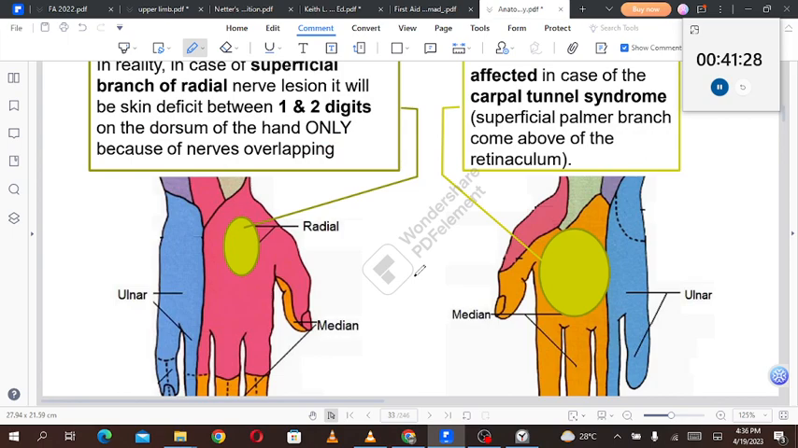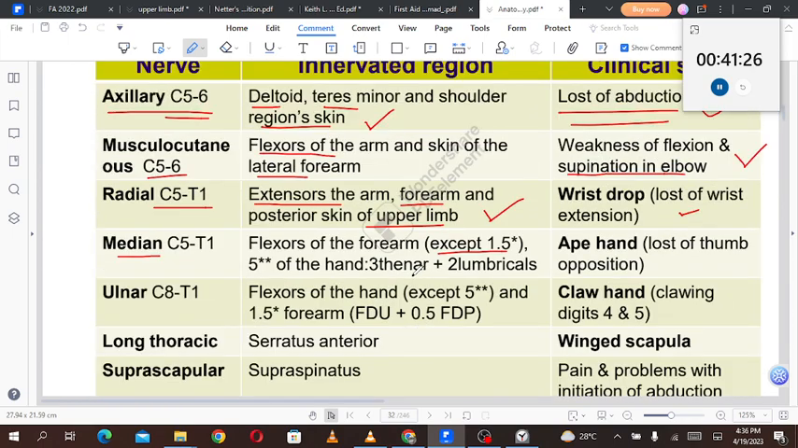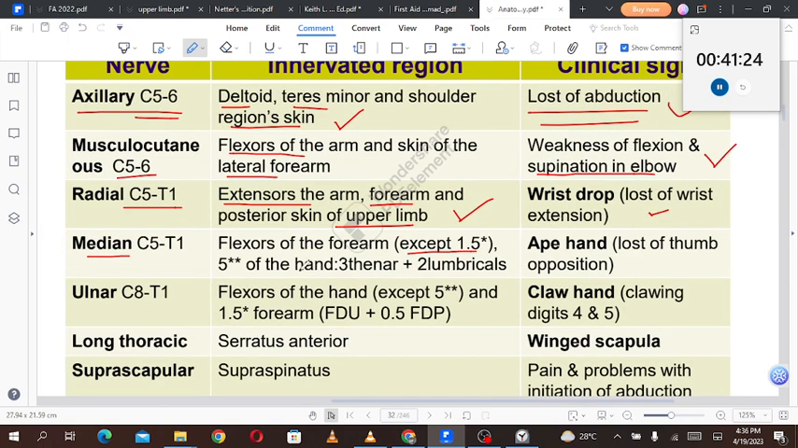They've just given a star and no explanation for that. So 1.5 and 5 of the hand: 3 thenar plus 2 lumbrical. So the flexors of the forearm. The median nerve is supplying the flexors of the forearm and 5 muscles of the hand, which are 3 thenar muscles and the 2 lumbrical muscles.